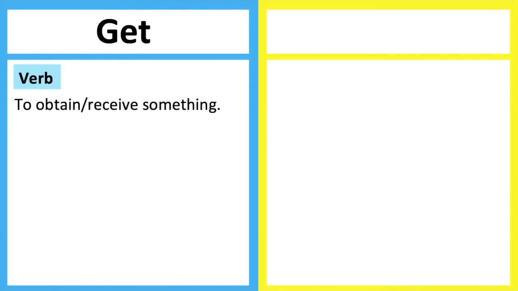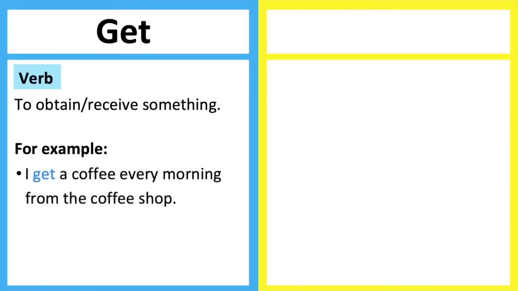Get. Get is a verb and it means to obtain or to receive something. This usually involves two people, so one person receives something from the other person. The present tense form is get. The past tense form is got. For example, I get a coffee every morning from the coffee shop.